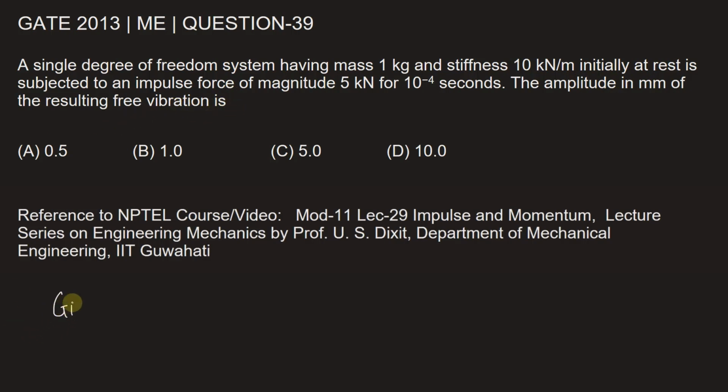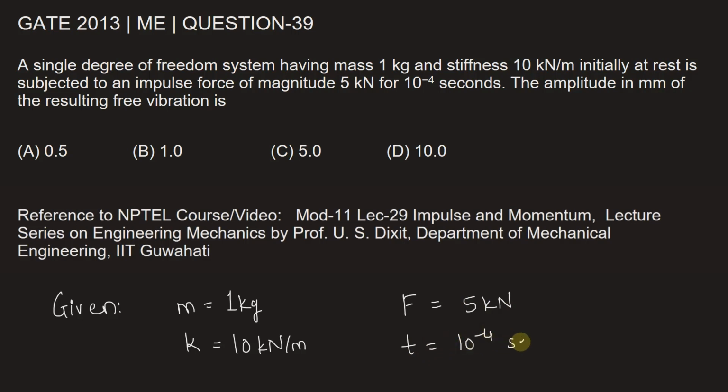Let's write the given information first. It's given that mass is 1 kg. It's a single degree of freedom system. A single mass is given, and a single spring is also given. Stiffness of the system is 10 kN per meter. It is subjected to an impulse force of magnitude 5 kN. So we can write external force is 5 kN, and the time for which it is subjected is 10 to the power minus 4 seconds.